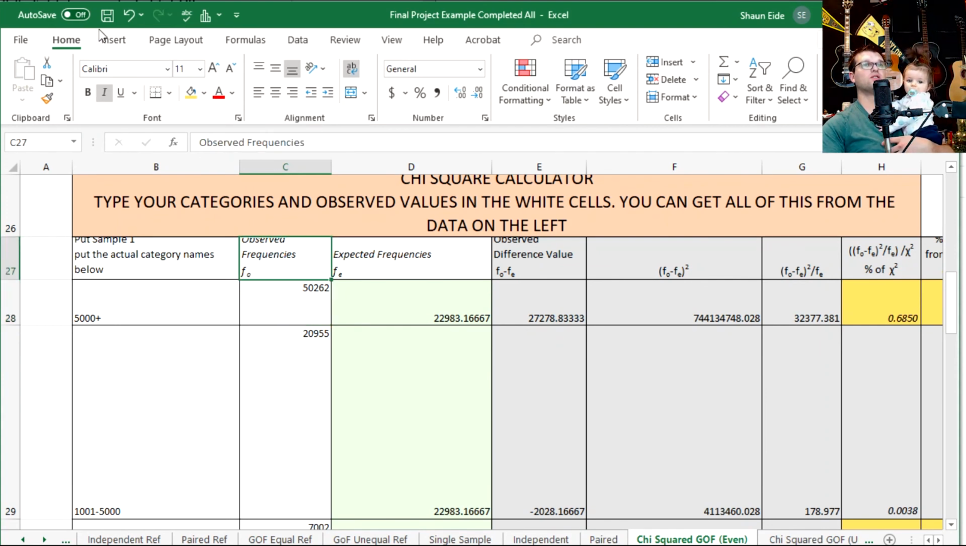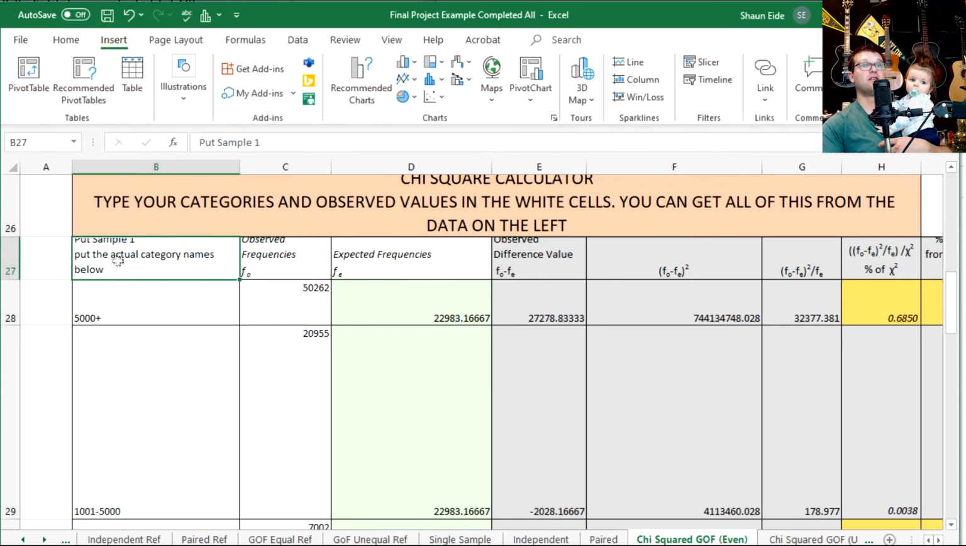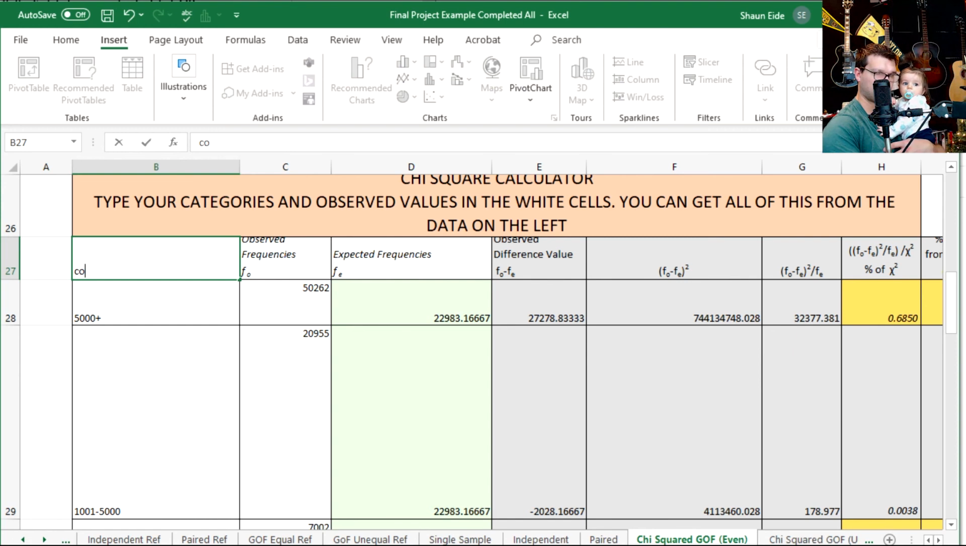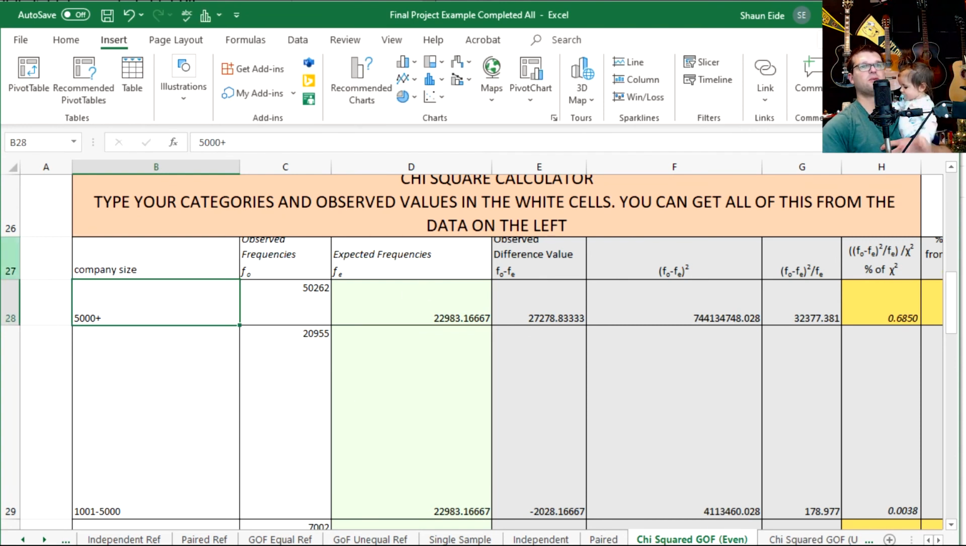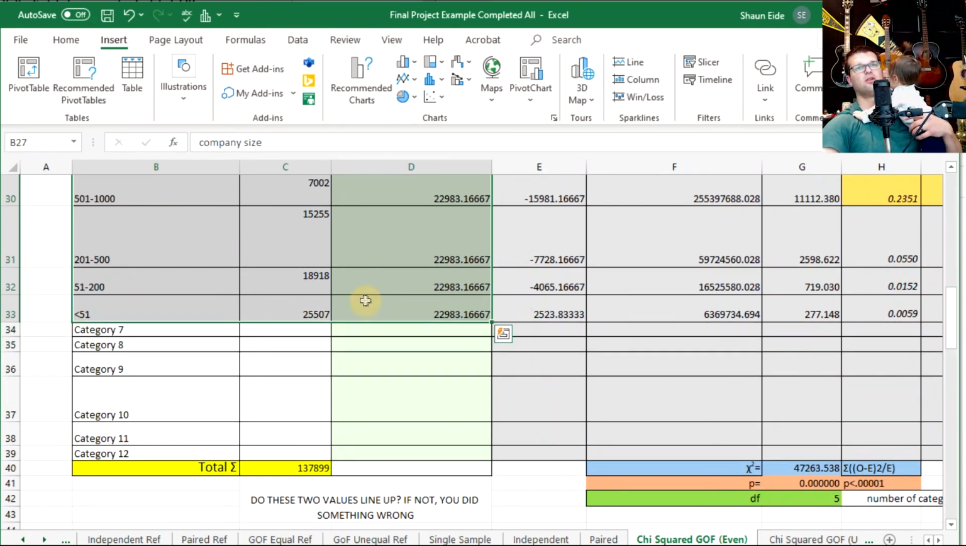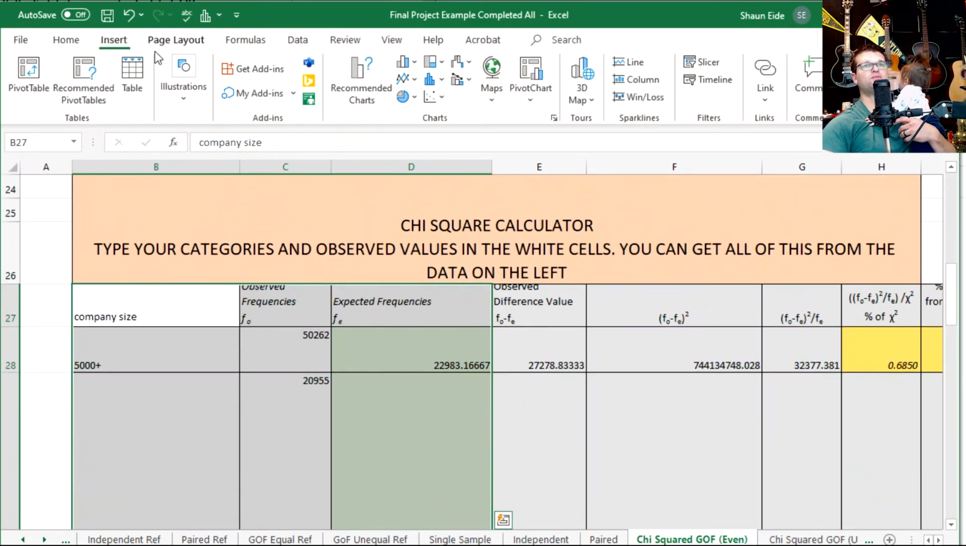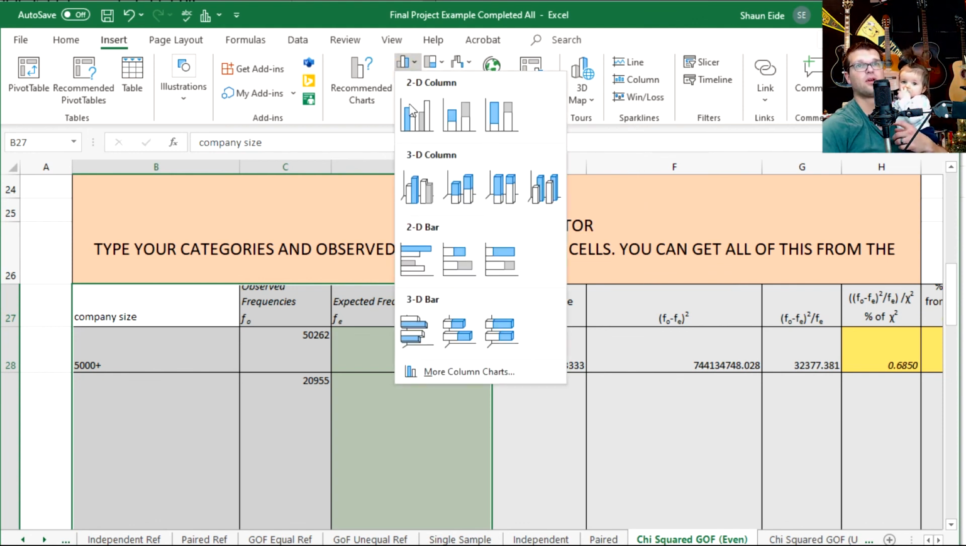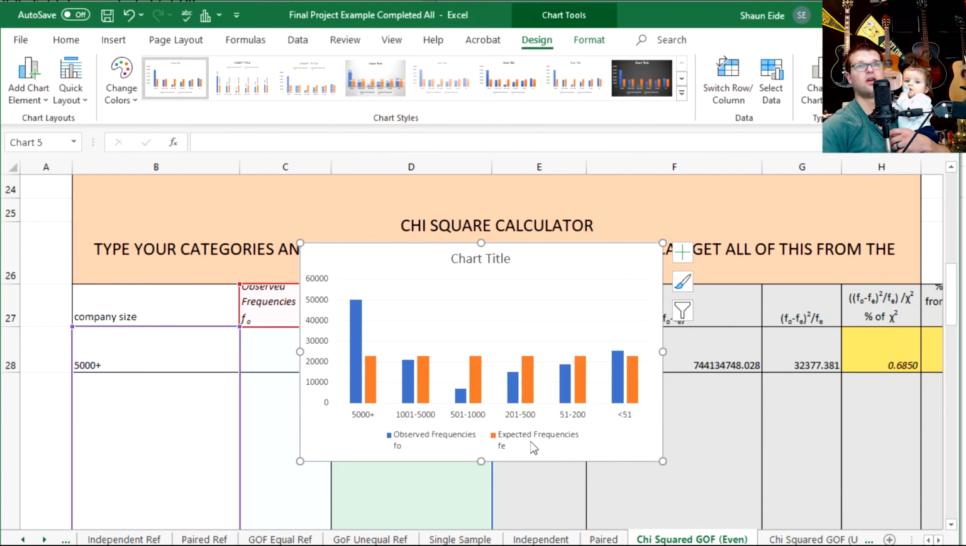With this bar chart, we're going to highlight the category name below, company size. Then we've got observed and expected frequency. We're going to highlight this entire table, and then we are going to do insert. You've got a choice of a histogram or a bar chart. Make sure that you do your bar chart. Then you've got the observed frequencies and the expected frequencies. Make sure that you put a good title in here.